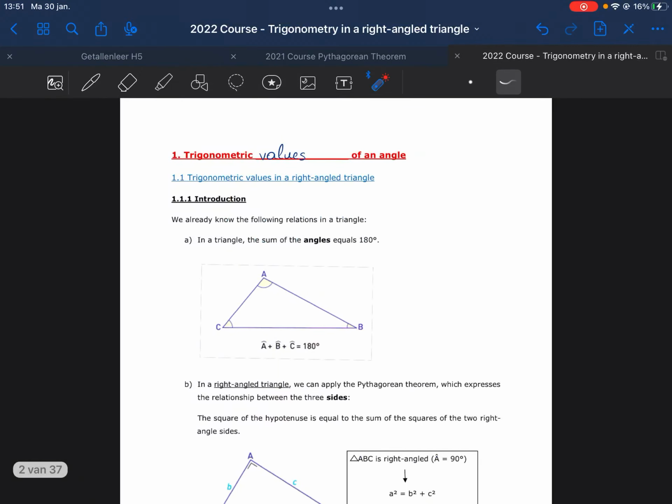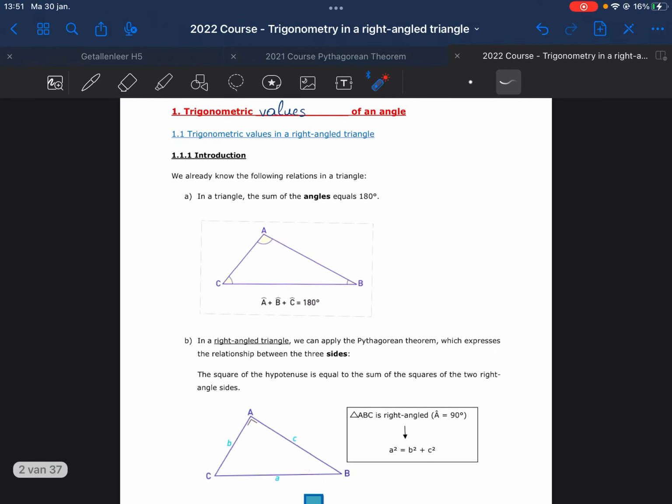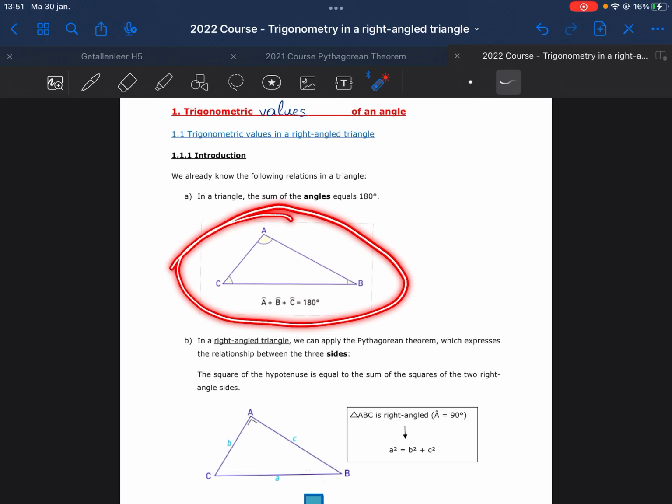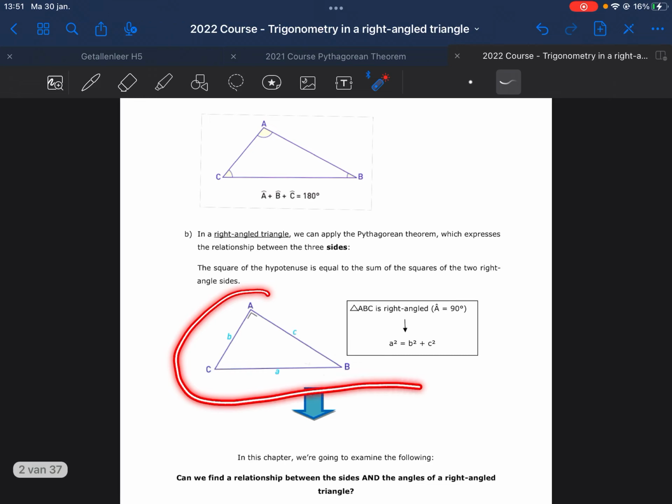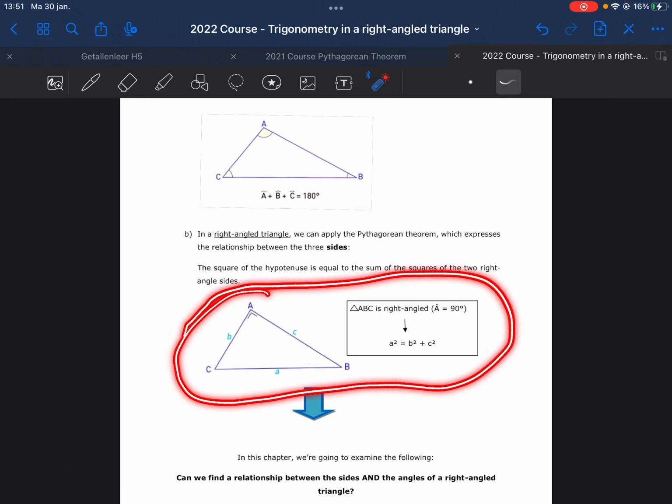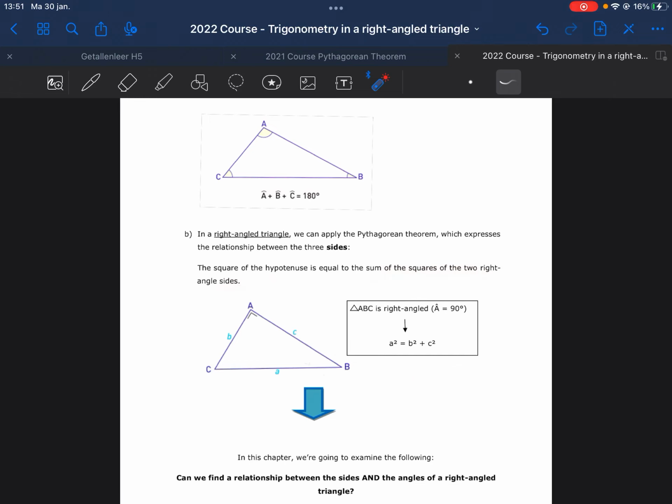Now, what is trigonometry? You've already discovered that there's a relation between the angles of a triangle. The sum of them is always 180 degrees. Now you've also discovered in previous course that there's a relation between the sides of a right angle triangle. Well, this was the Pythagorean theorem.